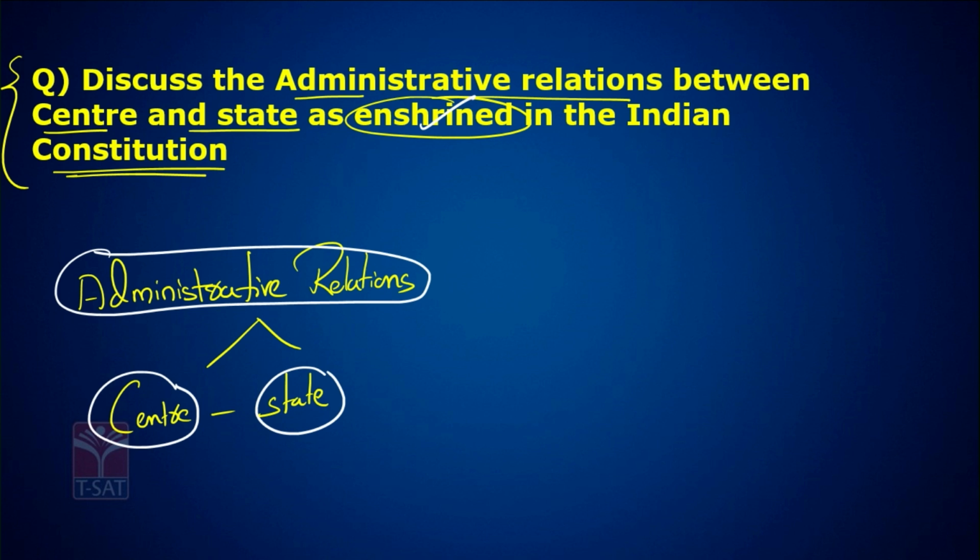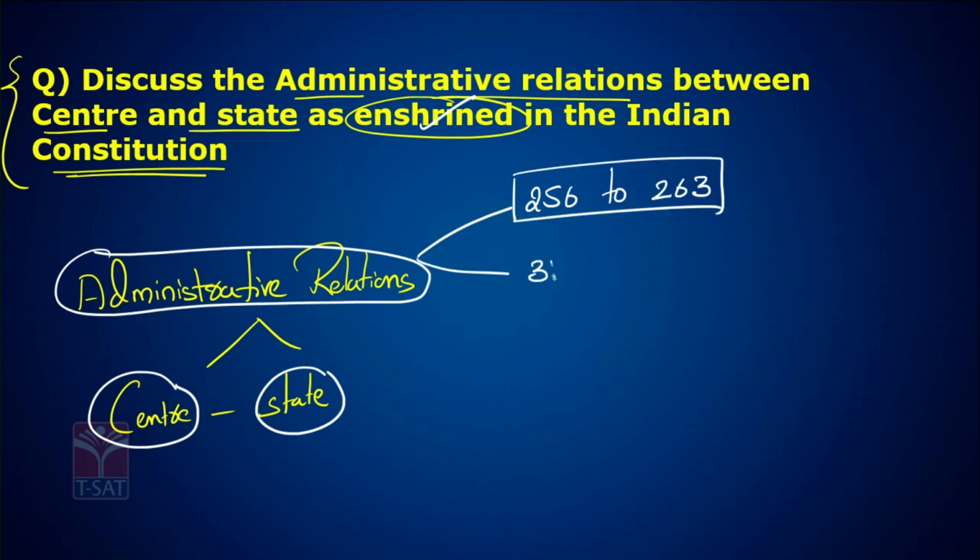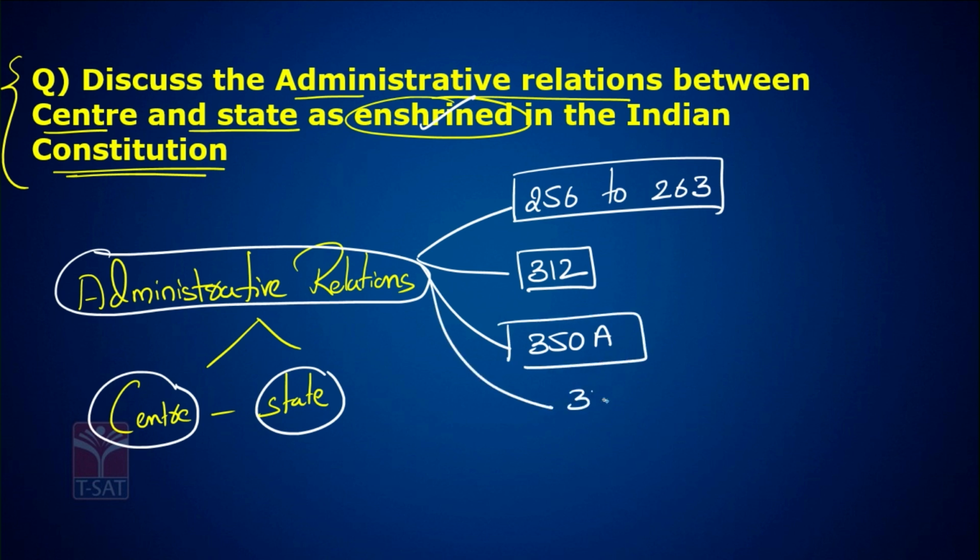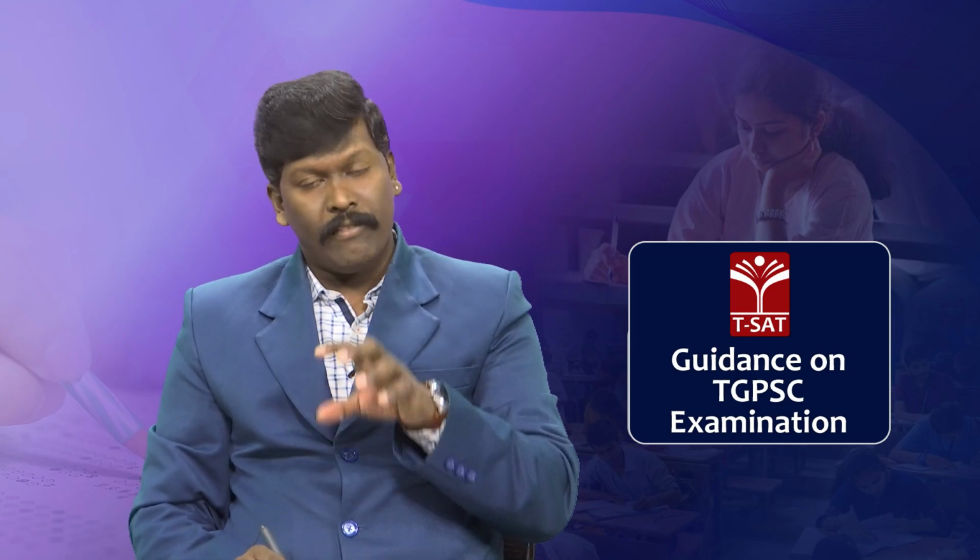Now, what are the articles which are linked to administrative relations? They are Article 256 to Article 263, right? Article 312 of the Constitution, Article 350A of the Constitution, and Article 351 of the Constitution. These are the particular articles mentioned within the Constitution which directly discuss the administrative relations between center and state. Let us dig into each and every article in detail.